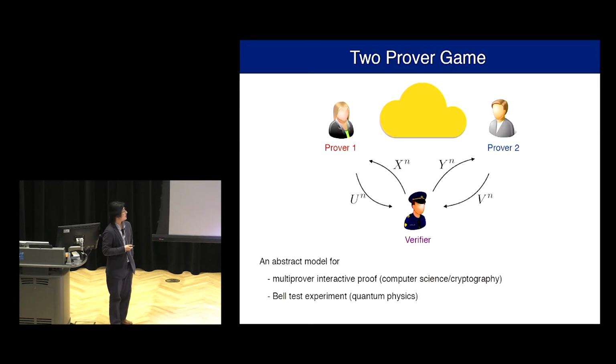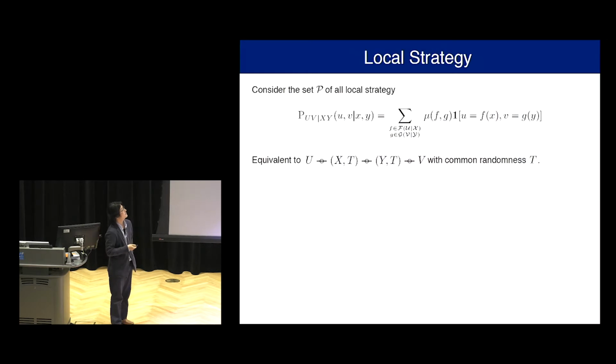And this kind of game is an abstract model for multi-prover interactive proofs studied in computer science or cryptography. And it is also an abstract model for Bell test experiments studied in quantum physics. And depending on what kind of correlation we consider, there are various kinds of strategies.